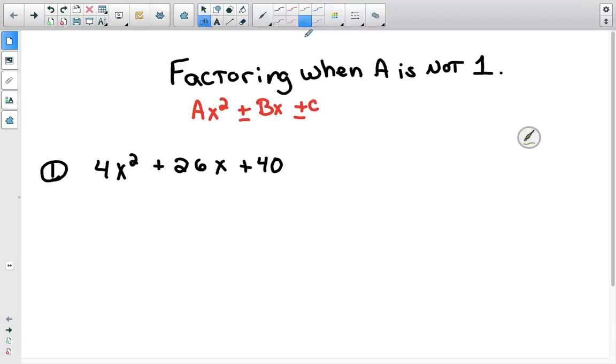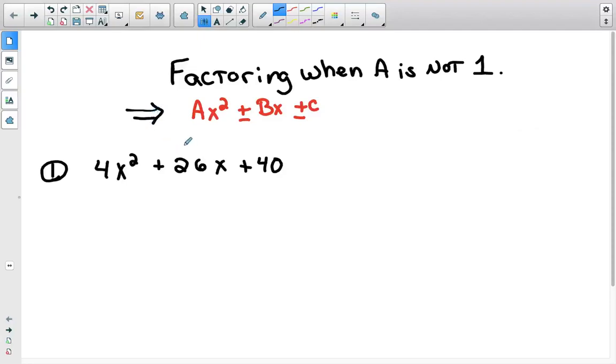All right, it's how to factor trinomials when a is not 1. Now, remember, this is the standard form of a quadratic, ax squared plus or minus bx plus or minus c, and you're going to hear me refer to a, b, and c often.